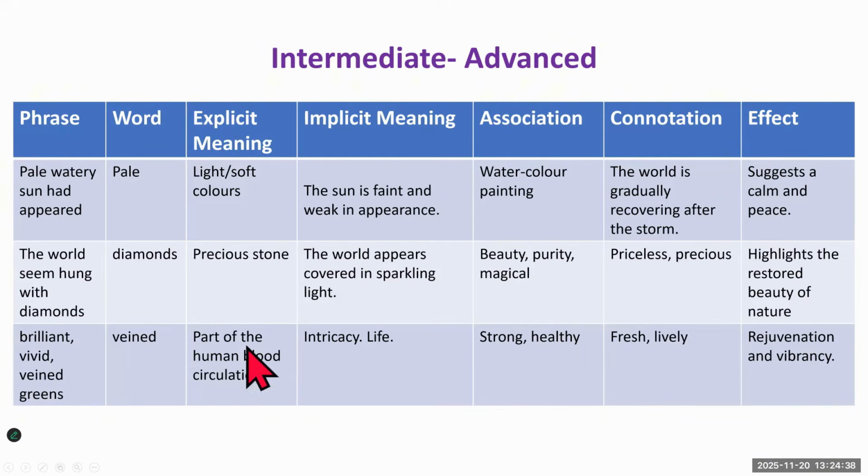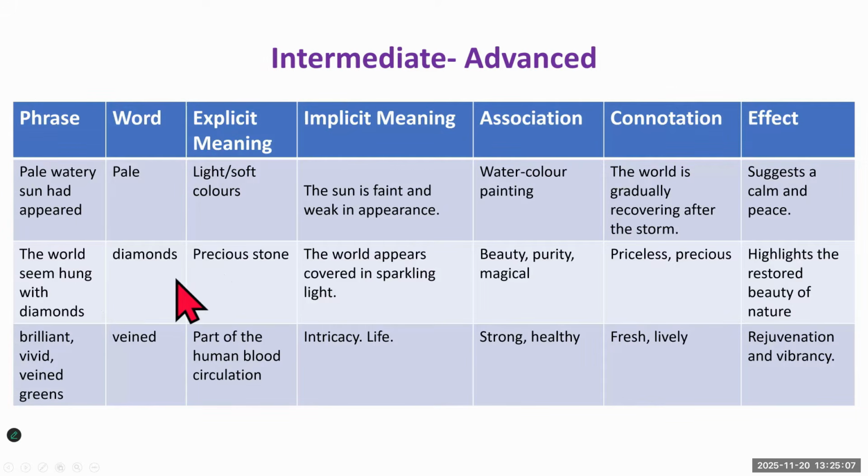So explicit meaning is not strictly necessary, but I find it very useful because if you can see the difference between the explicit and implicit, then the association, connotation, and effect is to bridge the gap between the two. So when students say, I don't know what to write, I would suggest looking at the gap between the explicit and the implicit. So let's look at one example.